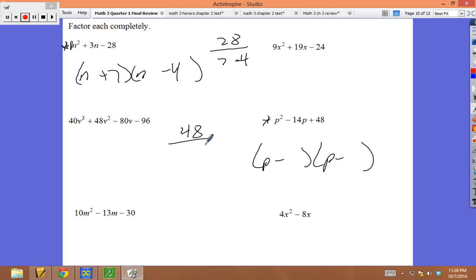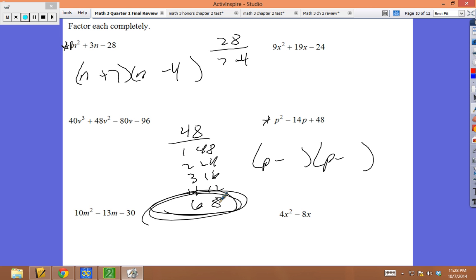48. You go through your options of 48, 1 and 48, 2 and 24, 3 and 16, 4 and 12, 6 and 8, and that's going to be 6 and 8, because 6 and 8 is going to give you 14. So minus 6 and a minus 8 times this gives you positive 48, negative 6, negative 8 gives you negative 14.